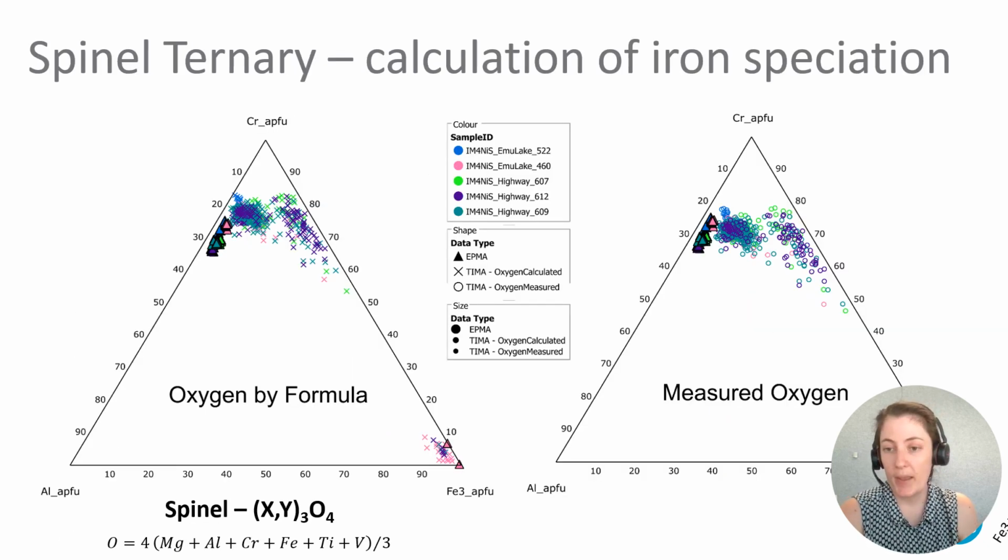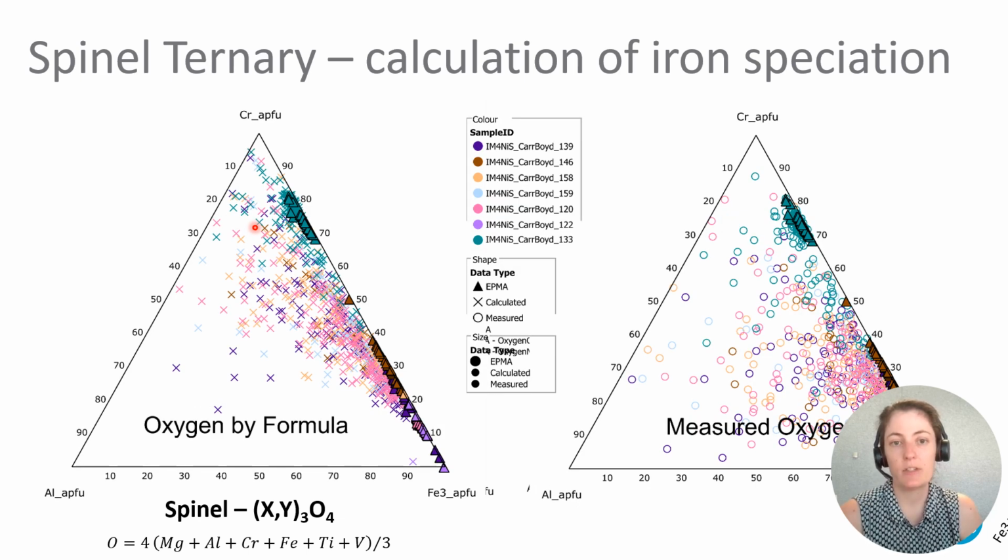There are two ways that you can quantify analysis. You can do the oxygen by formula, which is where you specify the formula of the mineral and it calculates the oxygen based on that, or you can measure the oxygen. We did both and had a look at the spinel quantification compared to EPMA again, and you can see the oxygen by formula is a little bit high in the chromium content, and we couldn't really figure out why that was.